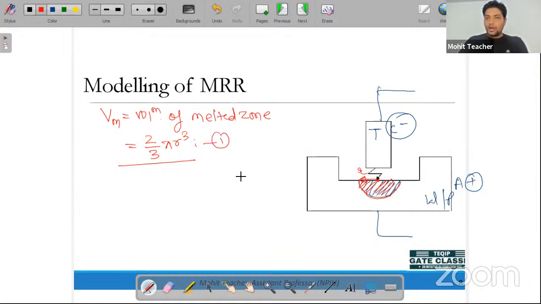Now, as we are supplying the current and the voltage, what will be the power? The total power will be equal to V into I. Okay.